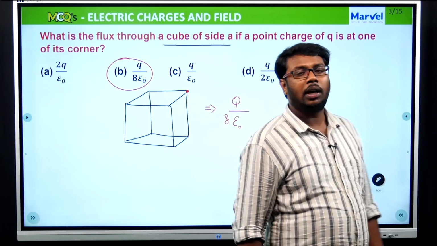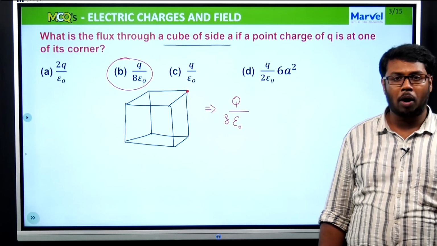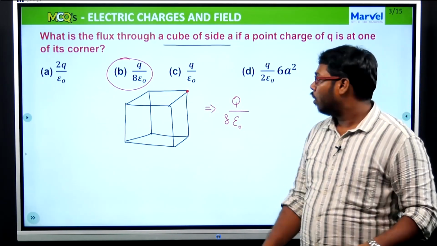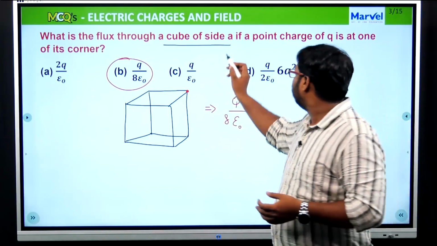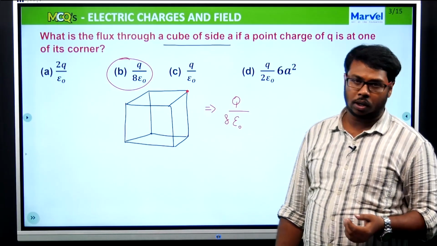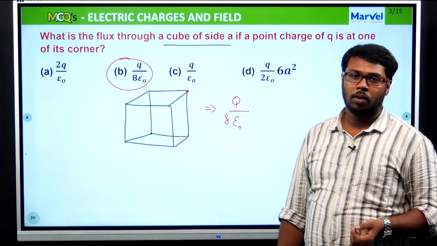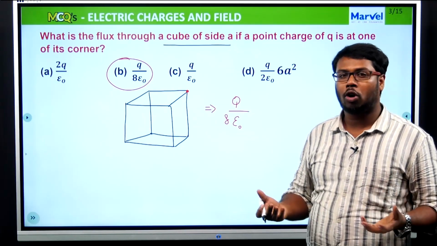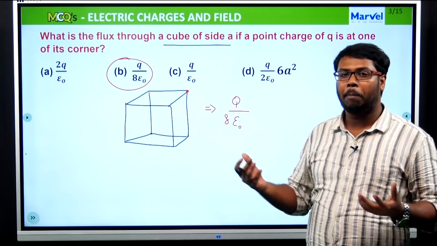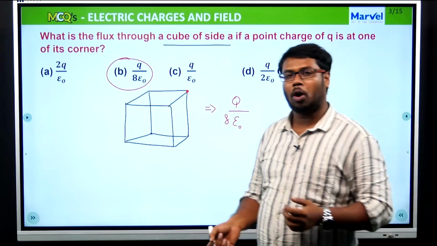So this is the amount of flux that is going to come out of only 1 cube when a charge is placed at one corner of a cube of side A. So this is how this problem goes. There is not much calculation here, but you have to understand the concept and accordingly apply it to the situation. That is the only difficulty in here.